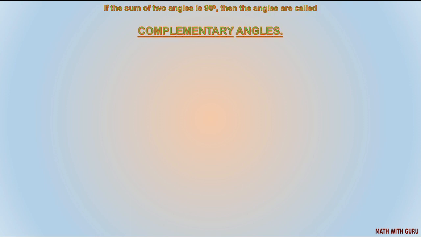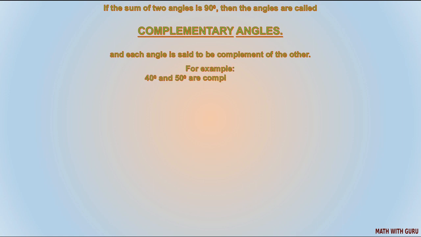Now we are ready to define what complementary angles are. If the sum of two angles is 90 degrees, then the angles are called complementary angles. And each angle is said to be the complement of the other angle. For example, angles of measures 40 degrees and 50 degrees are complementary angles, for their sum is equal to 90 degrees.